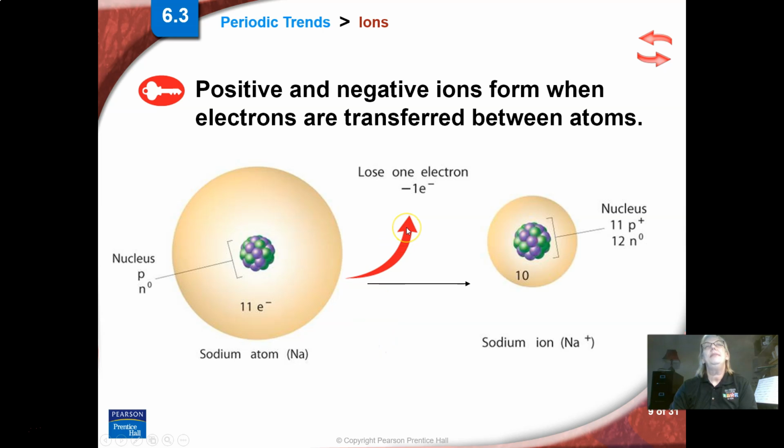So if we lose one electron, sodium does, it's in group 1, it's got 1 electron that's outer valence. It then has 10 electrons, 11 protons. So if you look at that math, 10 negatives, 11 positives, you get 1 more extra positive, so this ion is going to be a +1 charge. So all elements in group 1 are going to have a +1 charge.